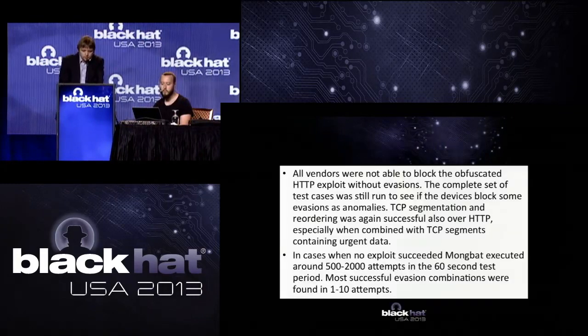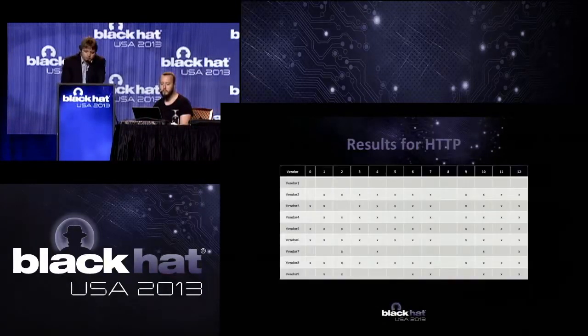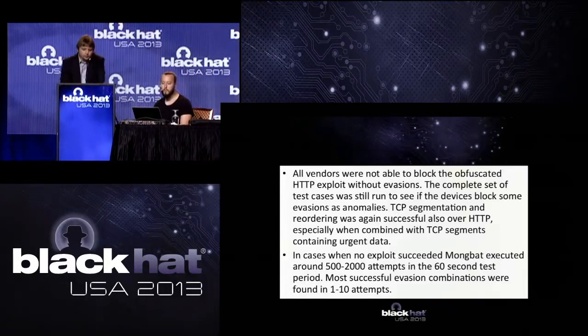So we had the problem that some of the vendors were not able to block the obfuscated HTTP exploits. When we are using the obfuscated shellcode, some of the vendors failed on that. So we still run the complete set. The reason why some of the vendors are failing in almost every case might be that they wouldn't detect the exploit even without evasions.